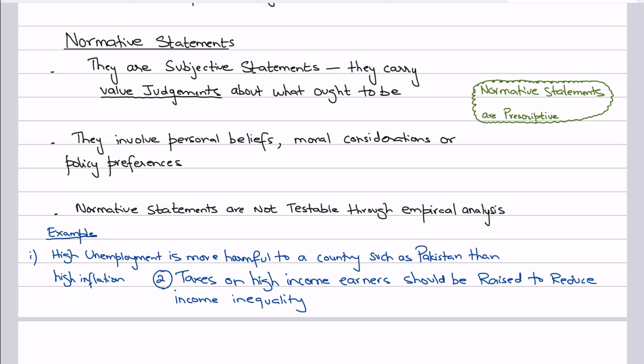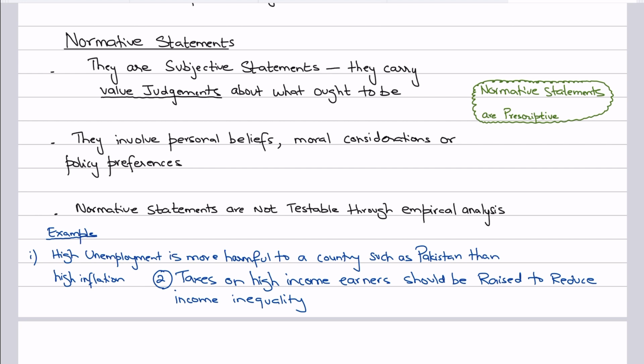Or maybe some policy preference, like I prefer policy A to policy B, or I prefer policy B to policy C. But the thing is that it's you who prefers it, so there's a value judgment involved. And normative statements are not testable. They are not testable through empirical analysis, right? At times the distinction between positive and normative statements is very difficult. At times that distinction isn't always clear cut, and some statements may have elements of both.